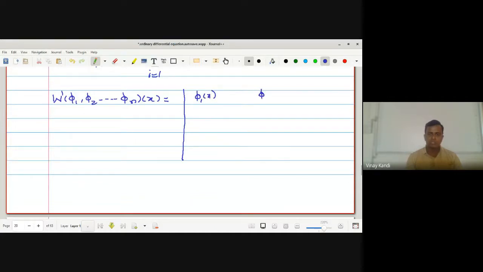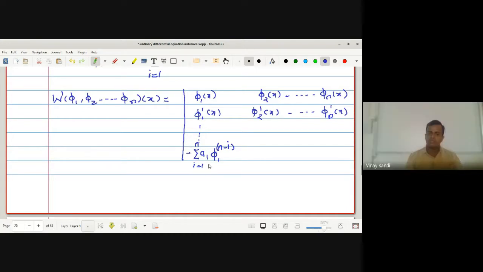Okay, this is phi 2 of x up to so on phi n of x, and this one is phi 1 dash of x, phi 2 dash of x up to so on phi n dash of x, and at last here we get minus summation a_i, i running from 1 to n, a_i phi 1 raised to n minus i. Okay, any doubt?